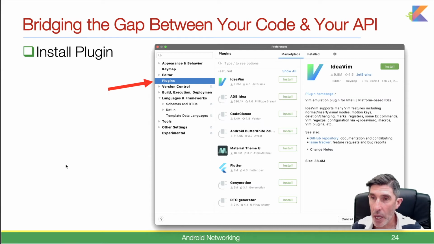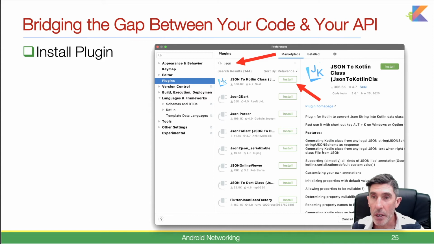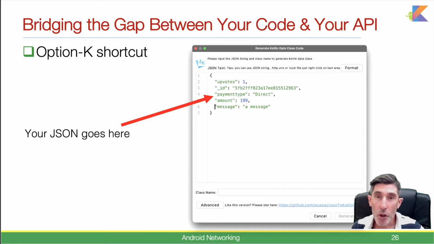What you would do is go into your plugins, and search for JSON. The first one that pops up is JSON to Kotlin class. So you just go and install that. If you run Option K as a shortcut, you can dump in the JSON. You could make a simple GET request through the web server, through something like Postman if you wanted to use that, grab the JSON, and dump it in using Option K to generate the Kotlin data class.